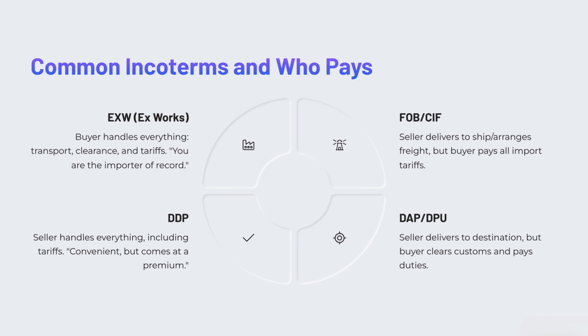DAP and DPU, the seller delivers, even unloads, but the buyer still clears and pays duties. DDP, the seller does it all, including paying the import tariff.